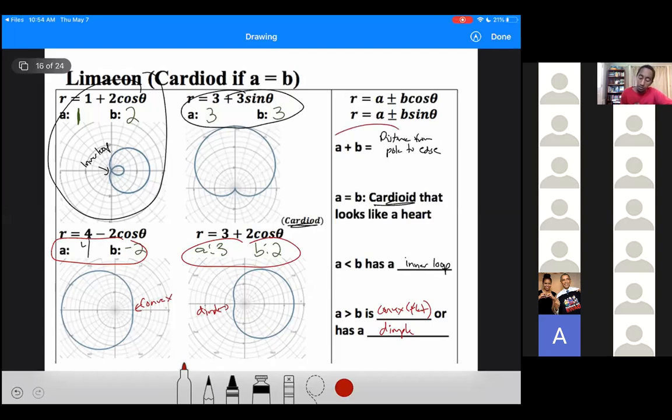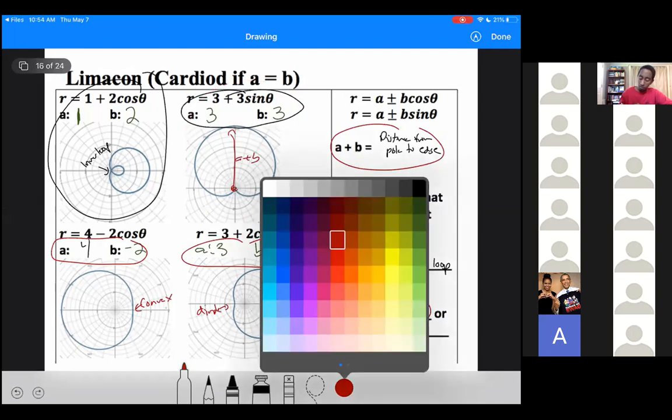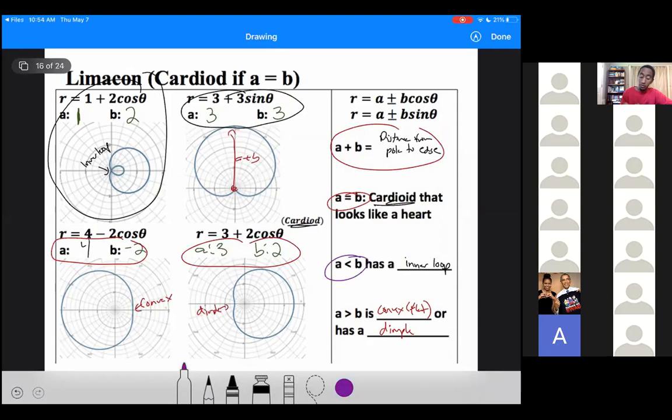A plus B is the distance from the pole to the edge. That's A plus B. If A equals B, it's a cardioid, shaped like a heart. That's this one here. If A is less than B, like this, it's going to have an inner loop. If A is greater than B, like both of these cases, it's going to either be convex or have a dimple. Okay.